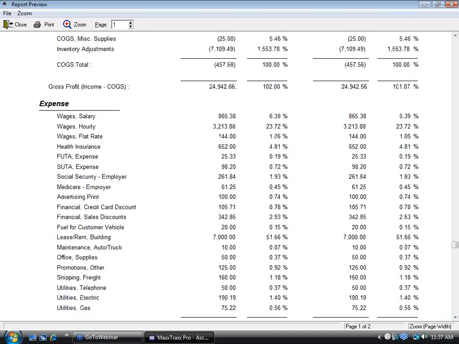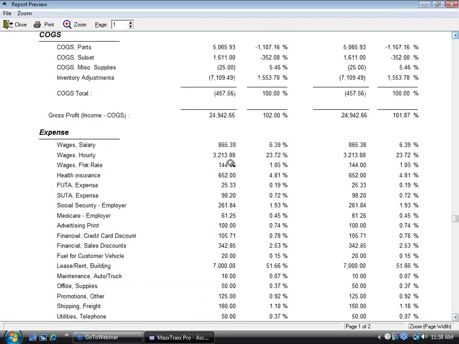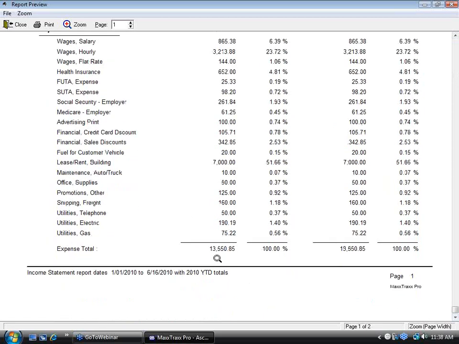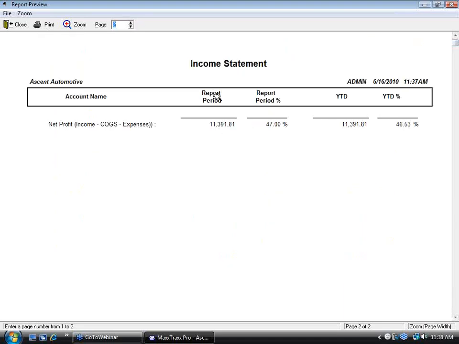And then I have all my expenses. So I have $13,000 of expenses, taking it out of $24,000. So what this says is what's my net profit. Of course, I need to go to page 2. And my net profit at the top, so this is my net profit.